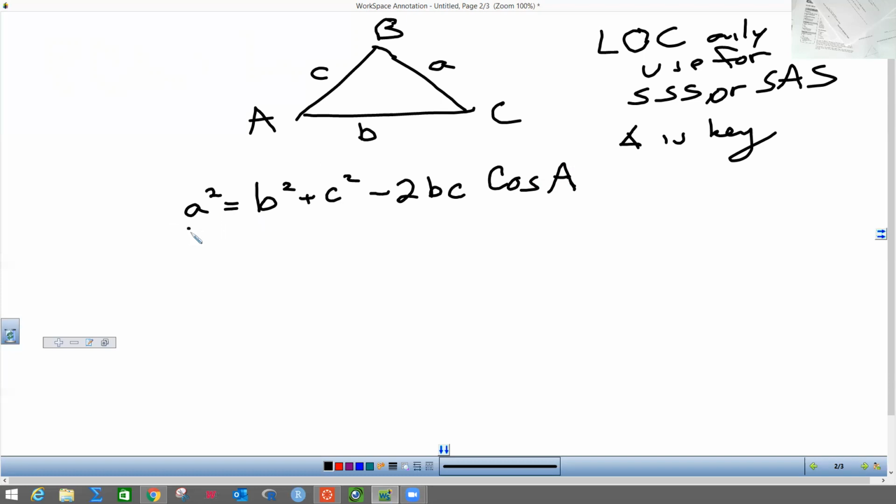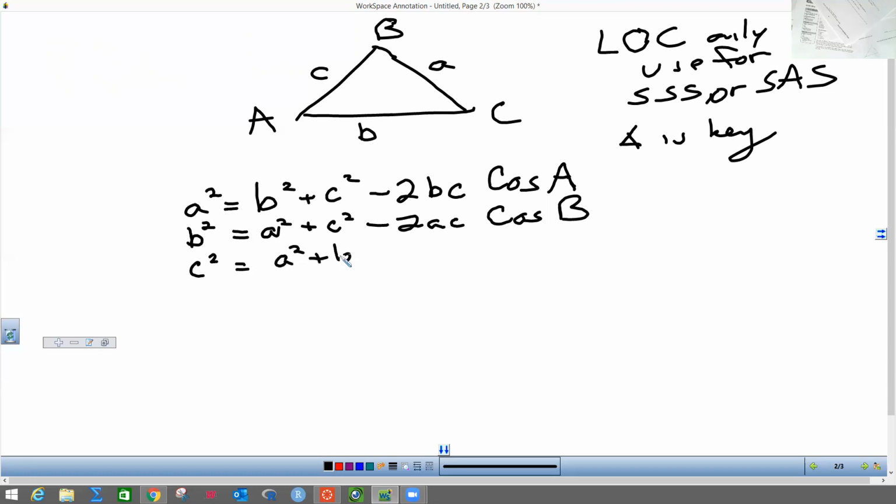The other one could be if you're given the B. You'd have B squared here, and then the other two sides squared added together, just like the Pythagorean theorem. Then it's minus 2, those same two sides, cosine, and since you start with little b, that would be angle B at the end. And then there's one more: C squared equals the other two squared added together, minus 2 times those same two, and then the cosine of C.